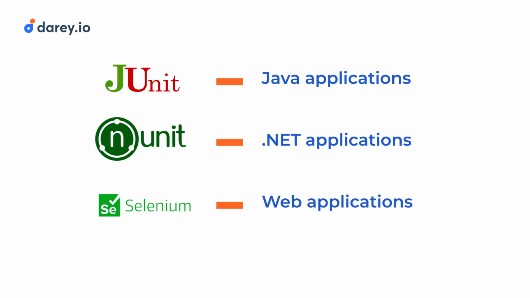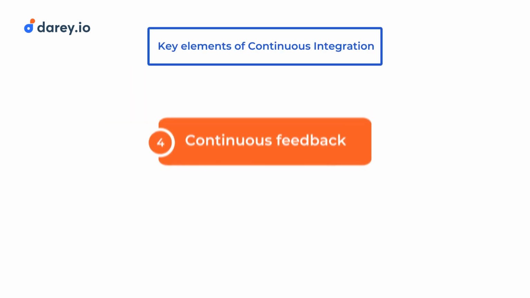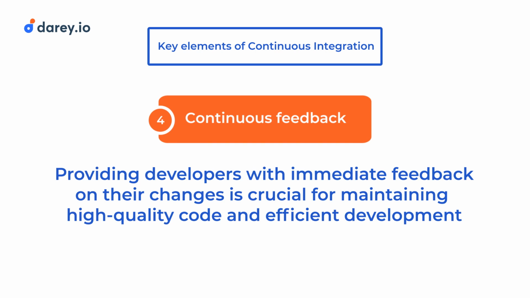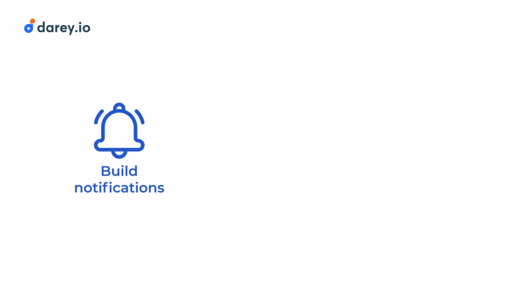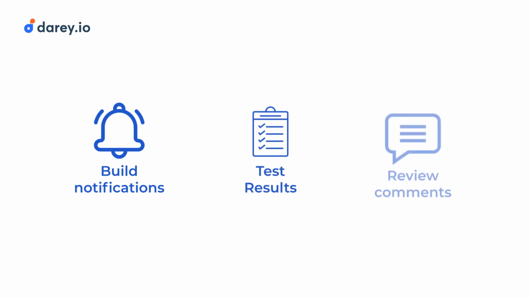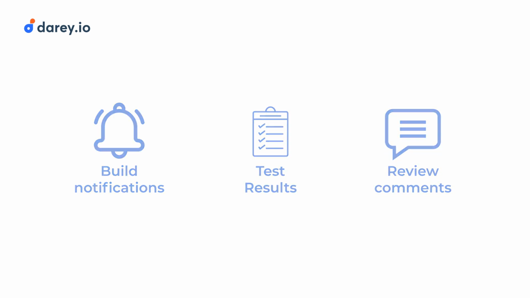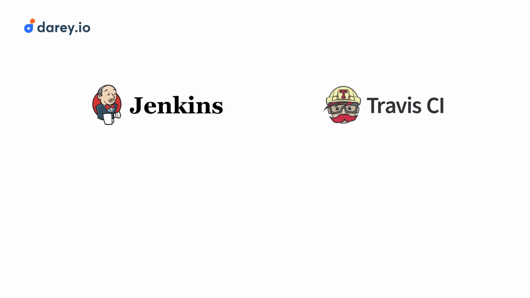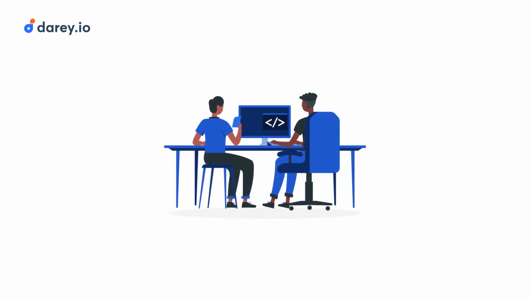The final element of CI is continuous feedback. Providing developers with immediate feedback on their changes is crucial for maintaining high-quality code and efficient development. Feedback can come in the form of build notifications, test results, or code review comments. Tools like Jenkins, Travis CI, and GitLab CI/CD can be used to automate this feedback process, ensuring that developers stay informed about the impact of their changes.